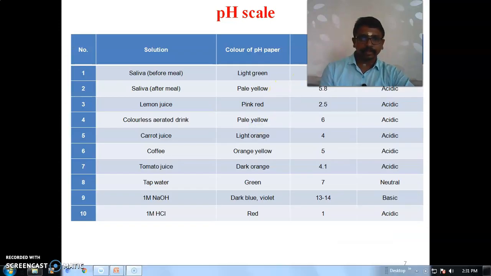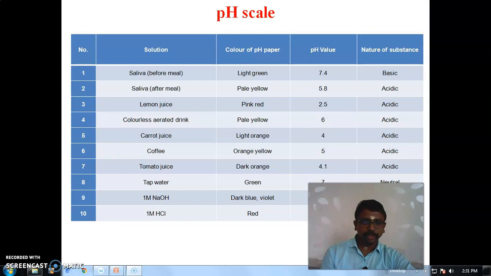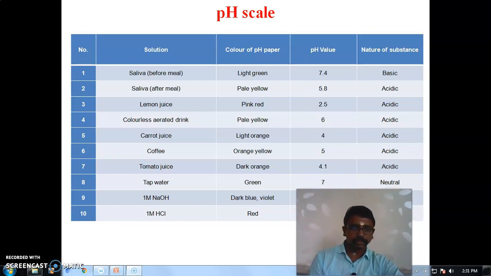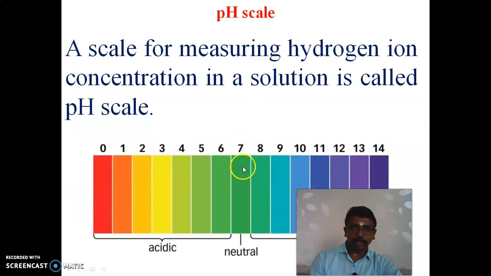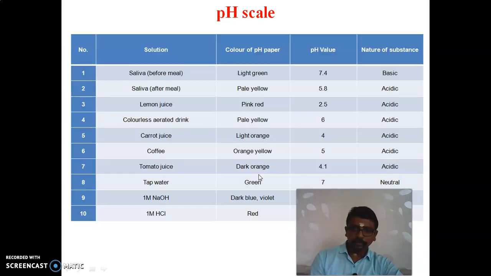Here we can see the pH of some substances. The first is saliva before meal, that means before we take food. The color of the pH paper will be light green. Light green means 7.4, which is basic in nature.